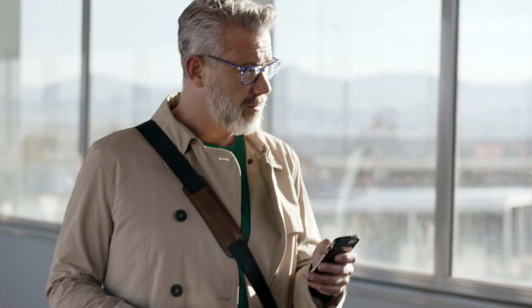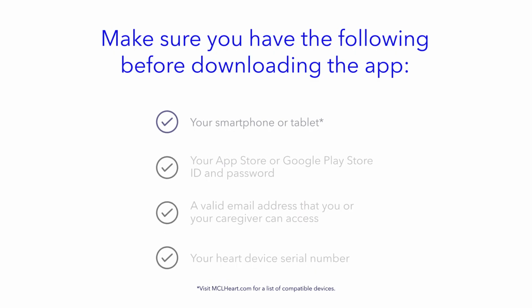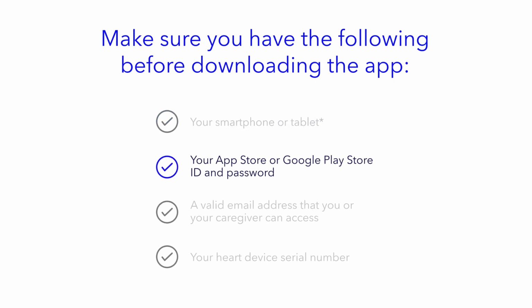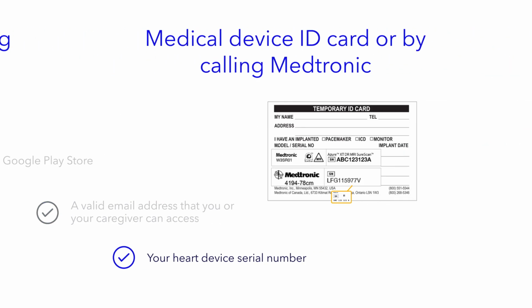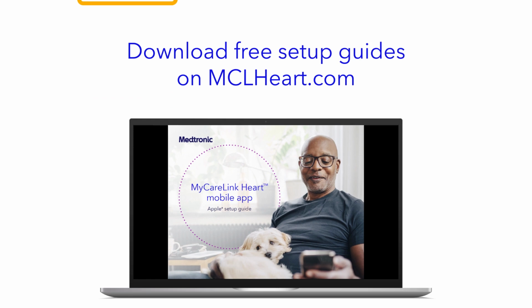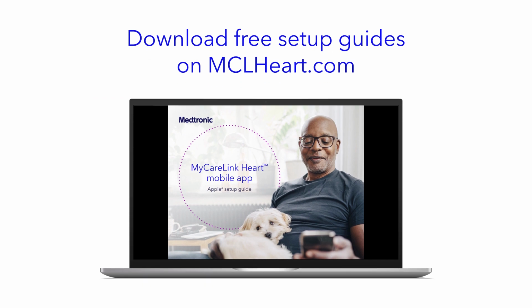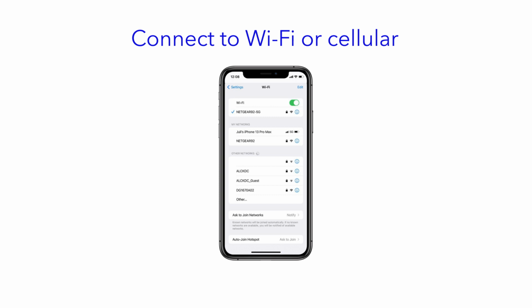Before you download the MyCareLink Heart mobile app and connect it with your heart device, make sure you have the following items: your smartphone or tablet, your App Store ID and password, a valid email address that you or your caregiver can access, and your heart device serial number. The serial number can be found on your medical device ID card provided to you by your clinic or found by calling Medtronic. You can download free setup guides on MCL-Heart.com. You will also need to make sure that your smartphone or tablet has a Wi-Fi or cellular connection.